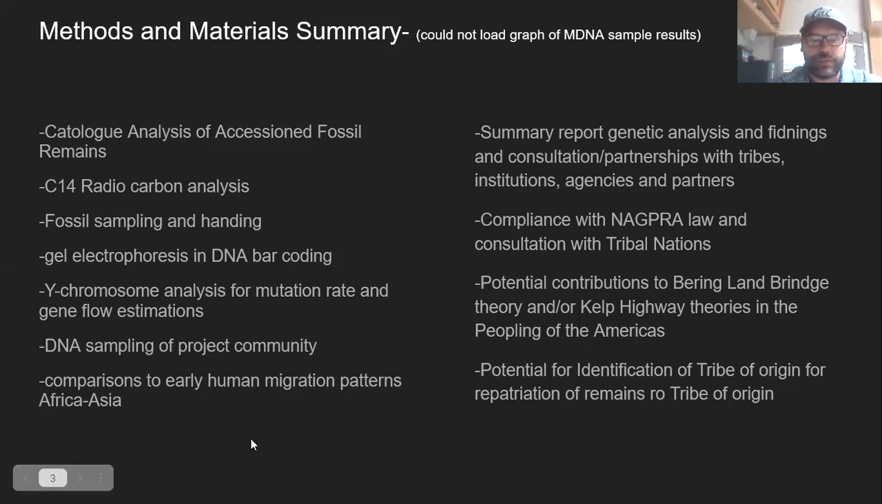I say gene flow, that's also gene flow. DNA sampling of the project community is also conducted with the Native American tribes within the scope of this research proposal. And then also the comparisons to early migratory patterns of early humans from Africa and Asia, again, to recap.